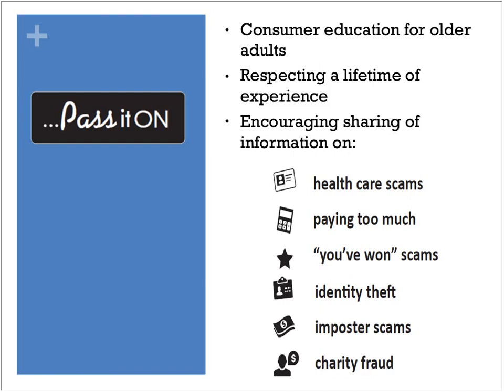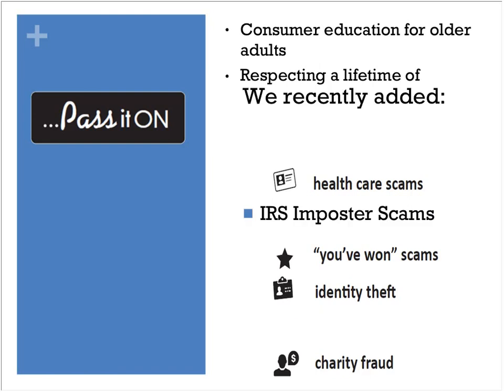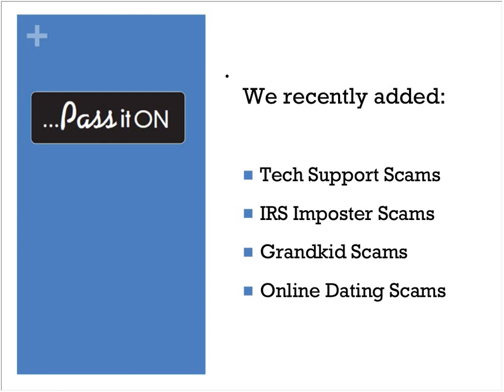We recently added 4 other scams to Pass It On in a newly created ftc.gov/passiton-imposters one-stop page. These include tech support scams, IRS imposter scams, grandkid scams, and online dating scams. The articles, again, are easy to read, and they go straight to the point in explaining how each scam works. And again, these new articles also encourage older people to pass this information on to friends and family, especially since they are seen as experienced, trusted advisors that can help empower other people with their knowledge.